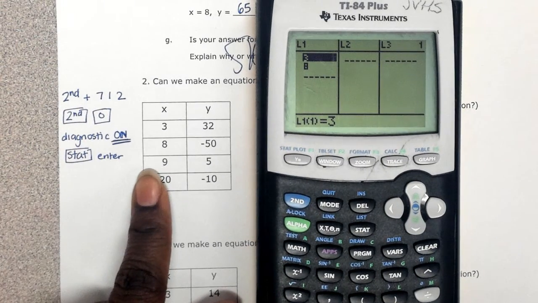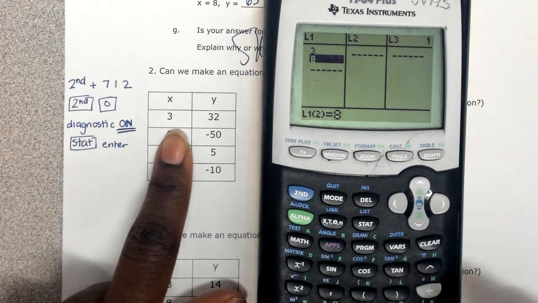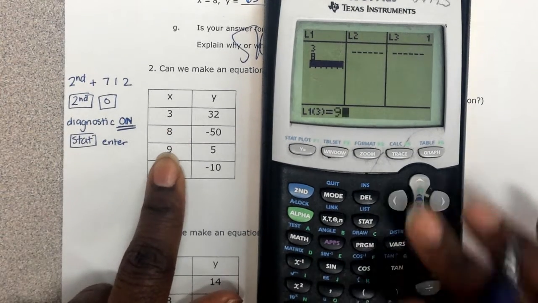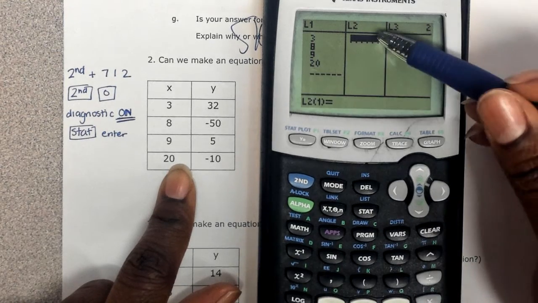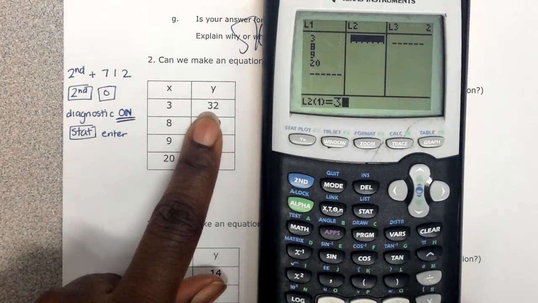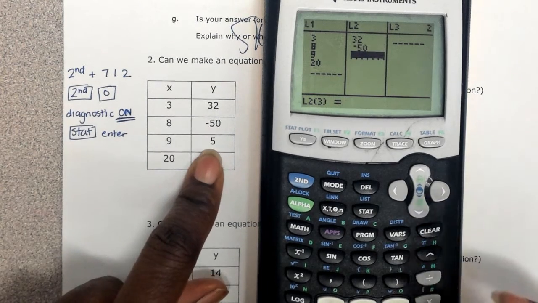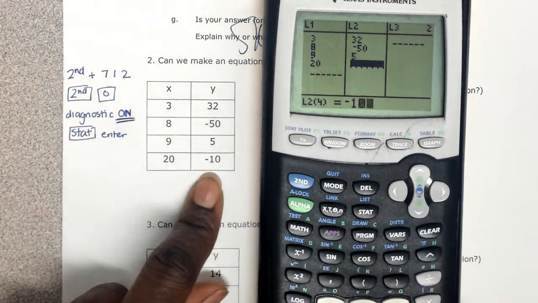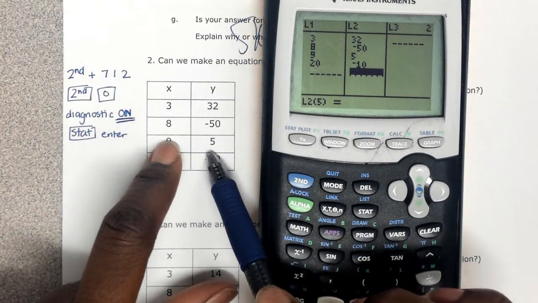Okay. All right, so here we go. We're going to start putting in these numbers here. So I put in 3, then I press down. I put 8, then I press down. Then 9, then 20. Now I'm going over here to L2, where I'm putting in 32, negative 50, 5, negative 10. Please make sure you have all the numbers in here, or it ain't going to work.